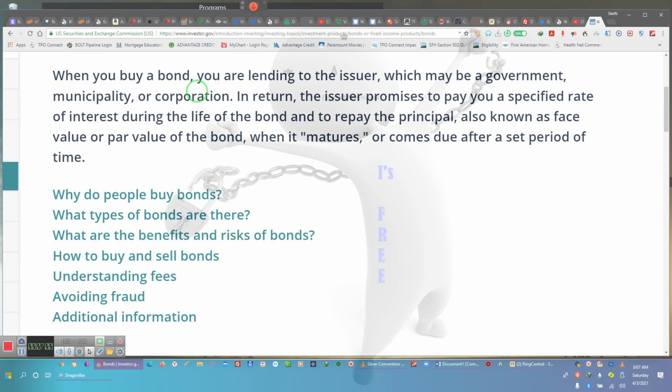When you buy a bond, you are lending to the issuer, which may be a government, municipality, or corporation. In return, the issuer promises to pay you at a specific rate of interest during the life of the bond and to repay the principal, also known as face value or par value of the bond, when it matures or comes due after a set period of time.